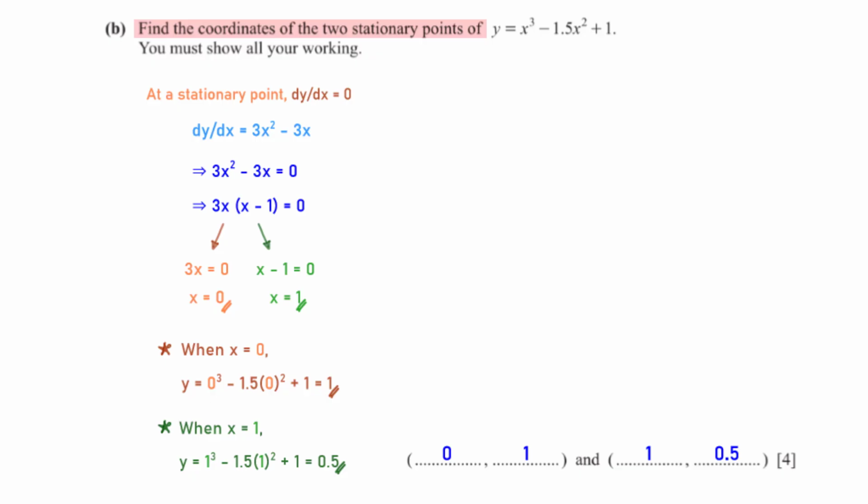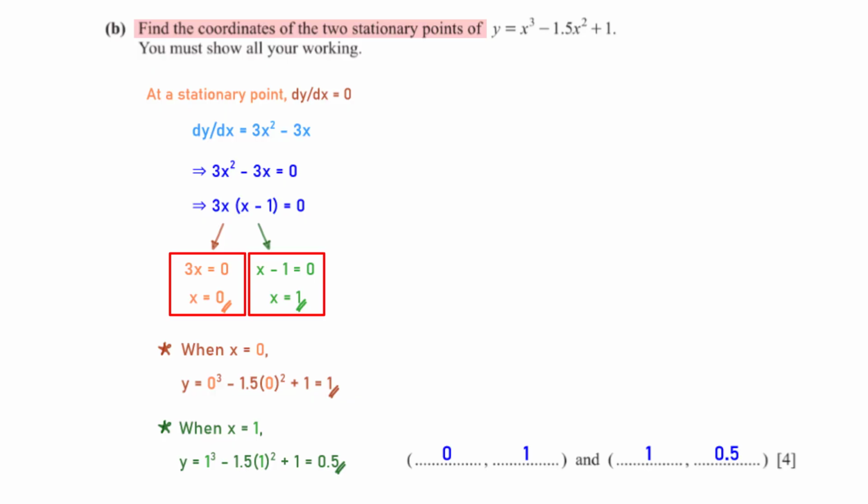Find the coordinates of the two stationary points of y equals x cubed minus 1.5x squared plus 1. You must show all your working. At a stationary point, dy dx equals 0. When we differentiate the equation of the curve, we get dy dx equals 3x squared minus 3x. So we equate 3x squared minus 3x to 0. When we factor out 3x, we are left with x minus 1. When we equate 3x to 0, we get x equals 0. And when we equate x minus 1 to 0, we get x equals 1.